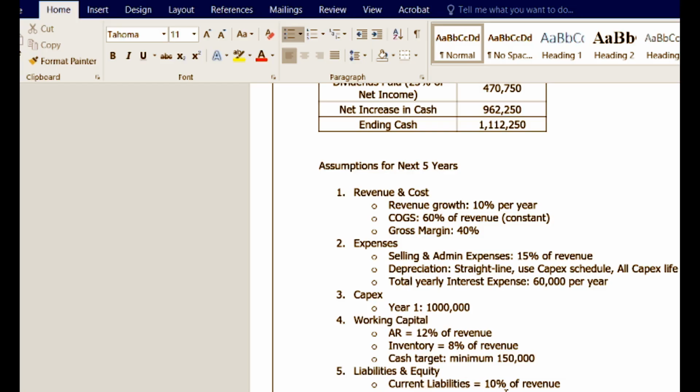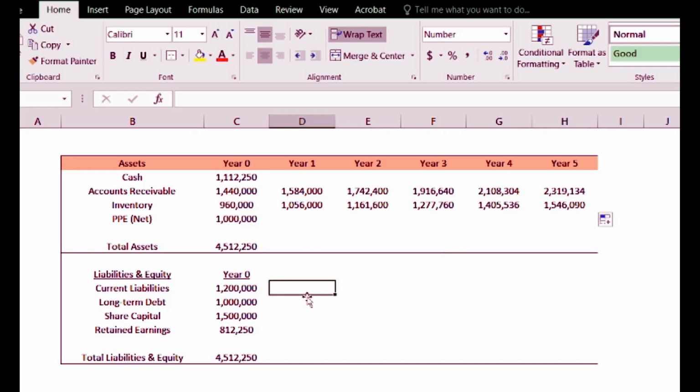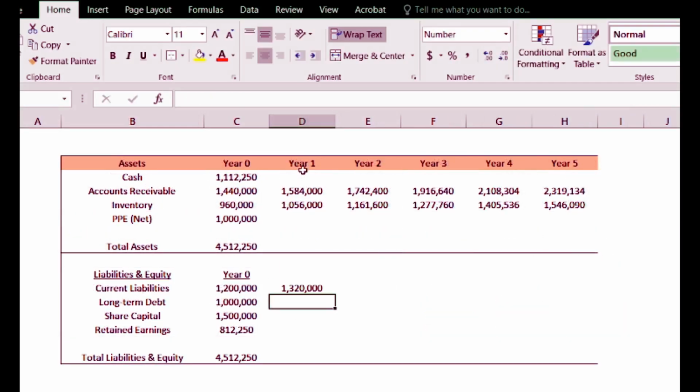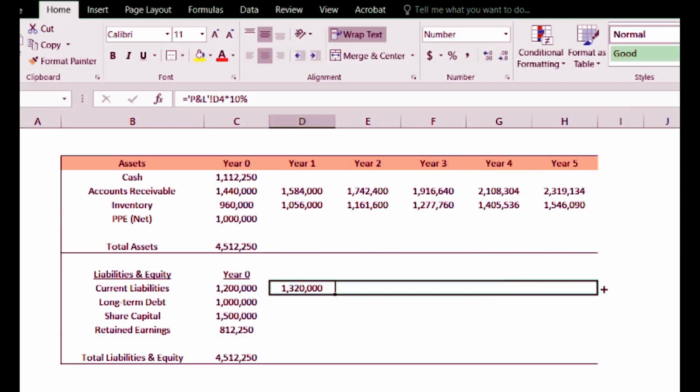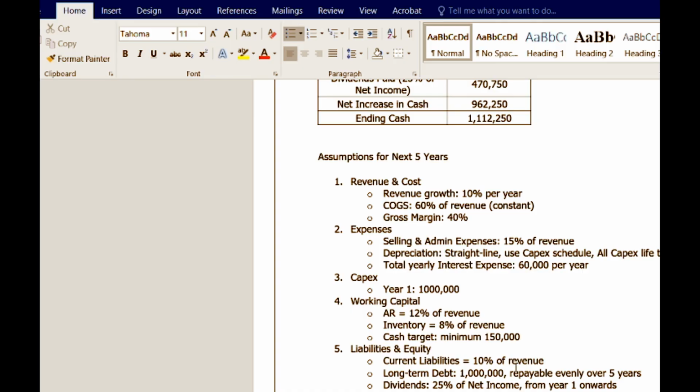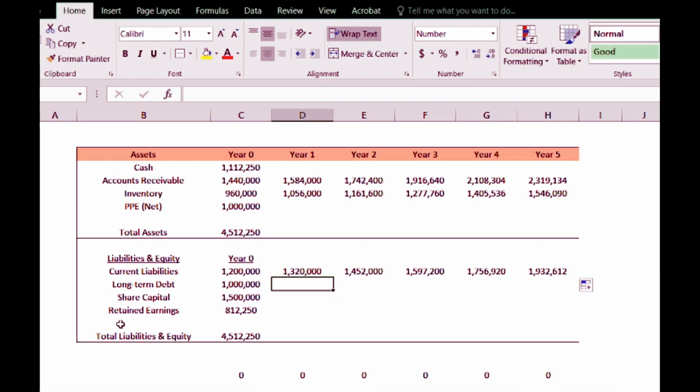Then let's come to current liabilities, it is 10% of revenue. This 10% of revenue, I'm just connecting with the income statement. Then the long-term debt is repayable evenly over 5 years. So that means the long-term debt is mentioned here, but over the 5 years this will be 0.